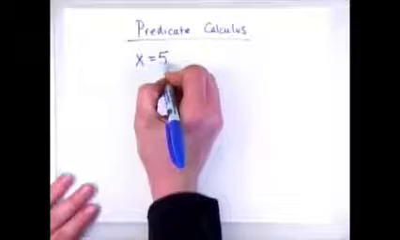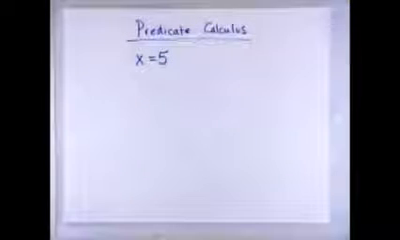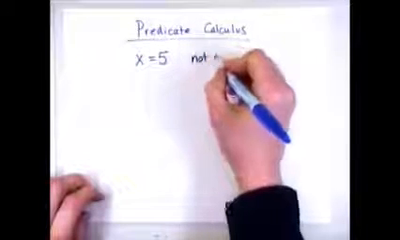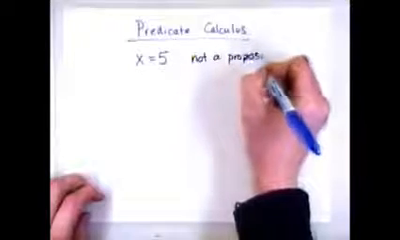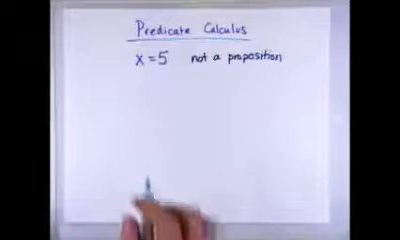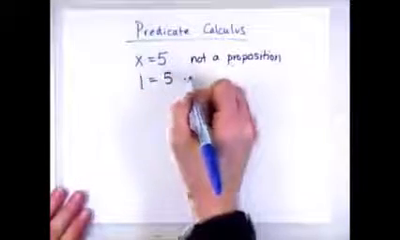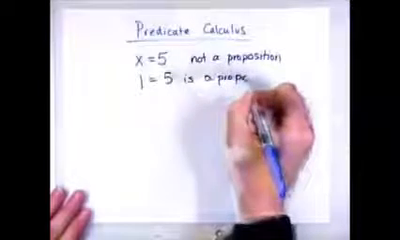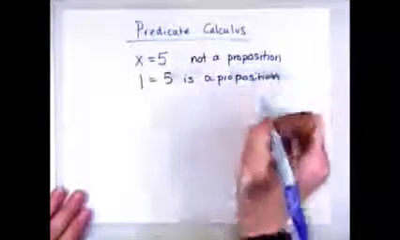Remember that when we first started logic, we had some statements that weren't propositions. They were things that we couldn't tell whether they were true or false, so we couldn't use them in logic. Statements like x equals 5. That's not a proposition because we can't tell whether it's true or false just by looking at it. But if I knew a value for x, then that would be a proposition. So 1 equals 5 is a proposition. It's a false one, but it is a proposition.